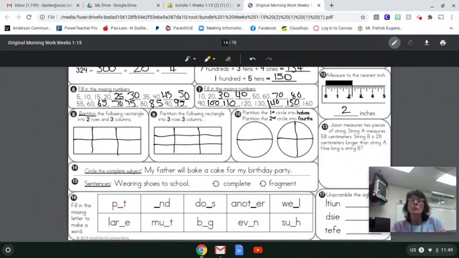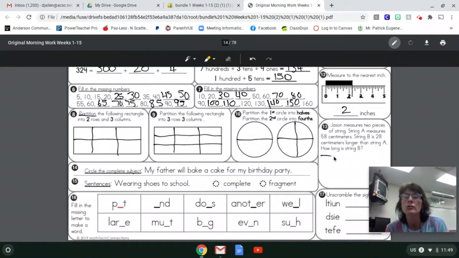And then the last one is another story problem. It's about measuring though. And it says Jason measures 2 pieces of string. String A measures 58 centimeters. String B is 28 centimeters longer than string A. How long is string B? So I could draw a picture for this.